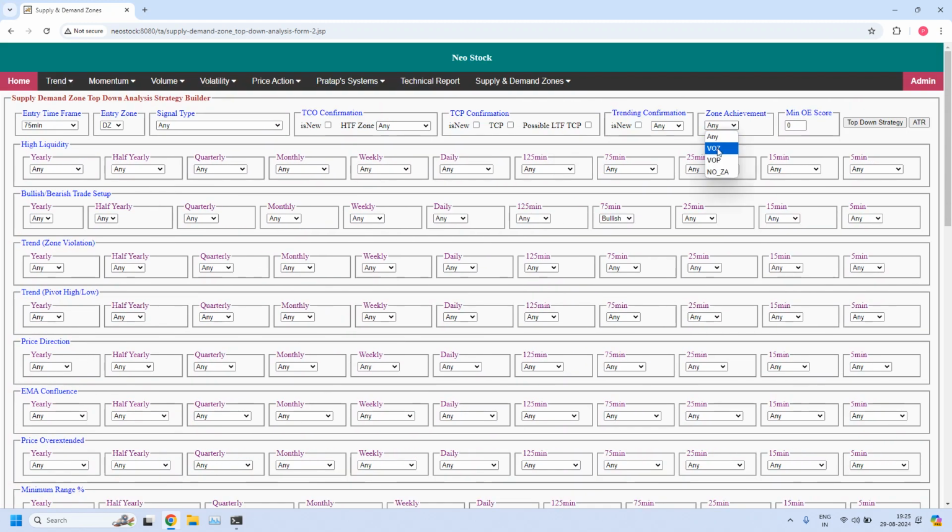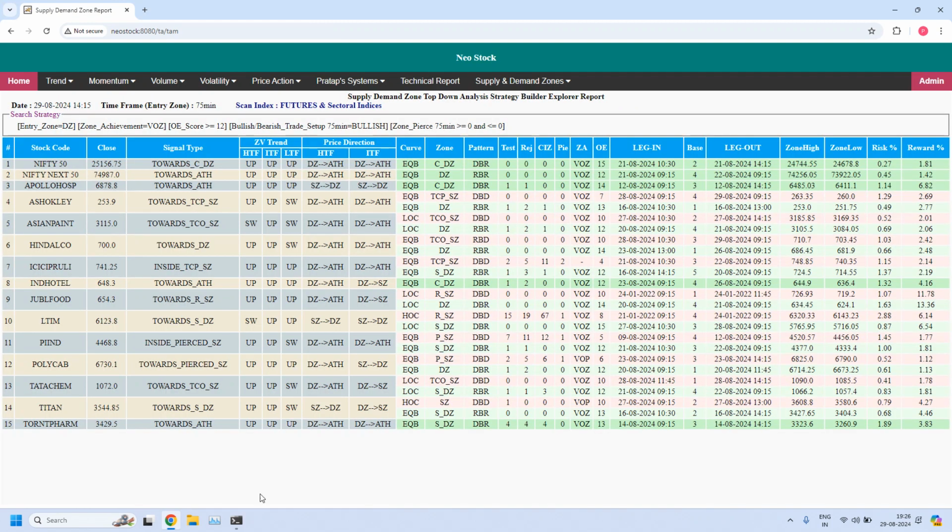And zone achievement is violated opposing zone. Minimum odd enhancer score is 12. All the three filters are applied to 75 minutes demand zone. Let's filter the stocks. 15 stocks are filtered. And all these 15 stocks are currently supporting bullish trade setup for weekly income trade. Both NIFTY and NIFTY next 50 are also supporting bullish trade setup for weekly income trade.